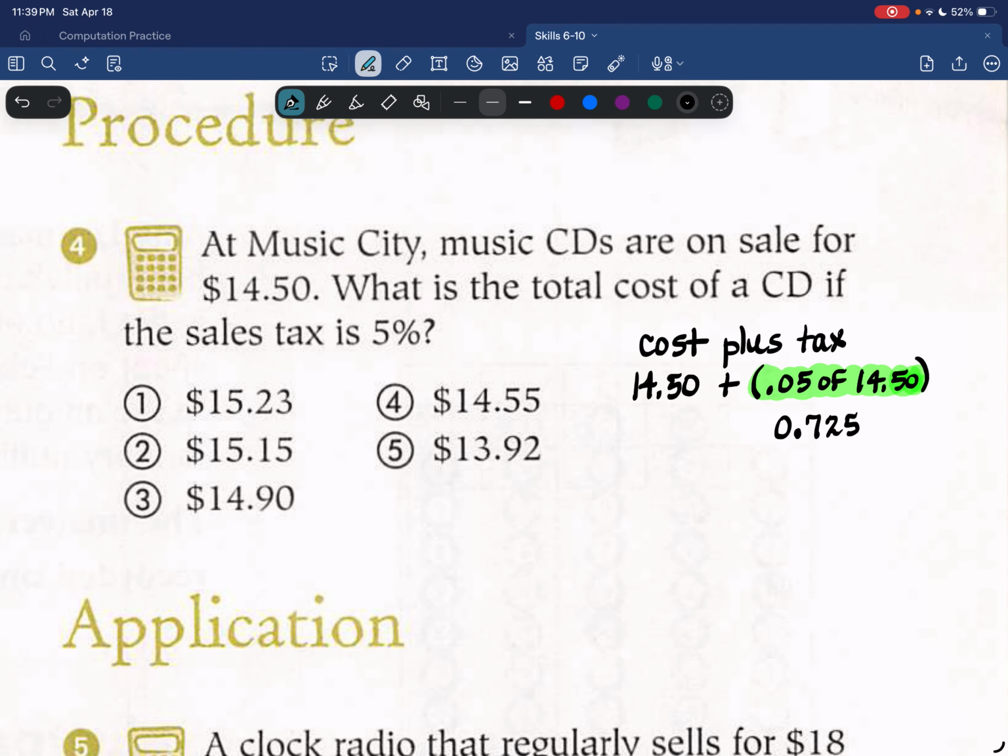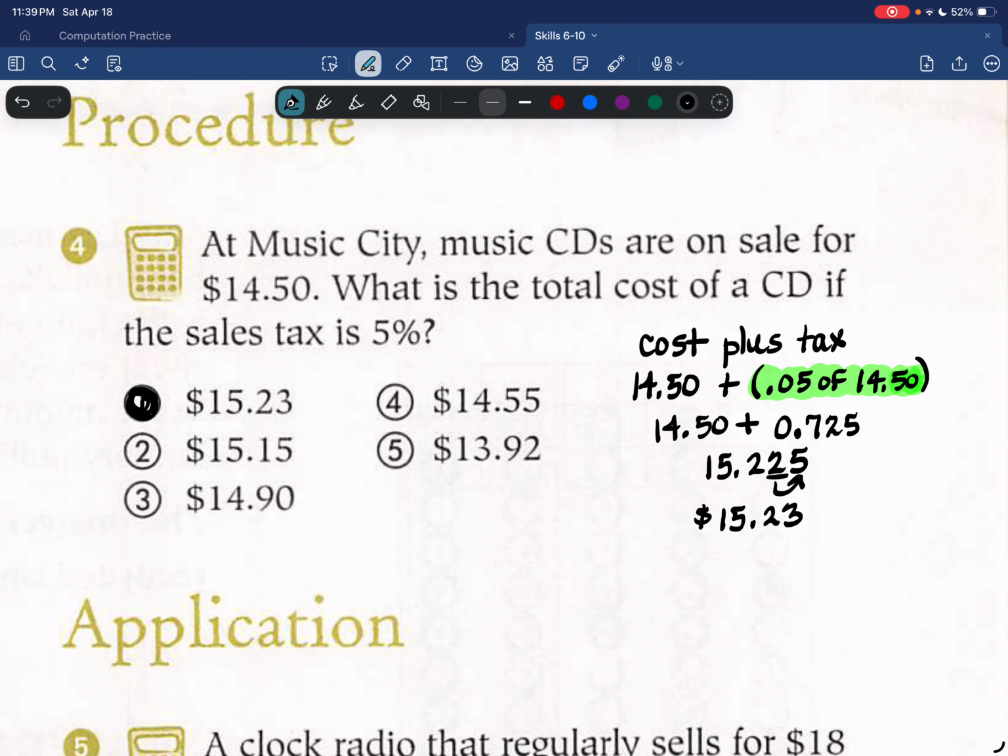0.725. And we have to add that to our $14.50. And that is 15.225. And we have to round because we can only do to the penny. So 15.23.